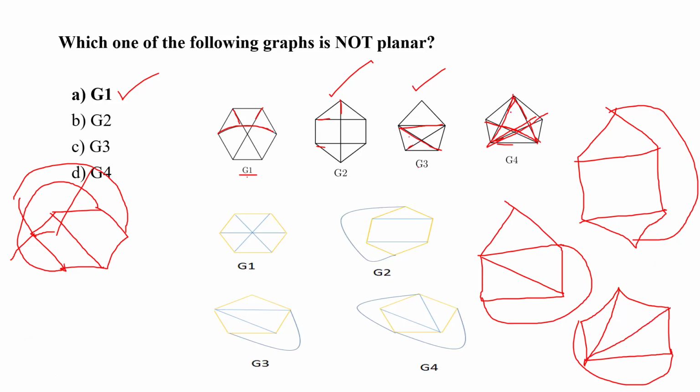Okay. Now I have just drawn this diagram. Instead of this one, I'm going to draw here. So now I'm getting the answer. Okay, this is also planar. So which one is not planar? G1, I can't make it planar. So this is not planar.